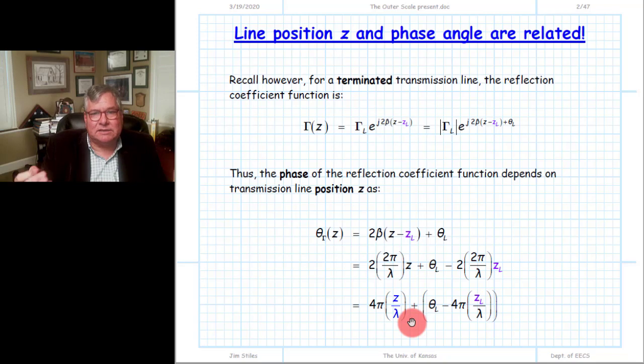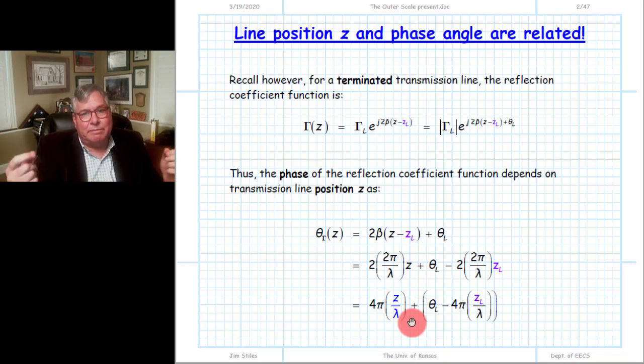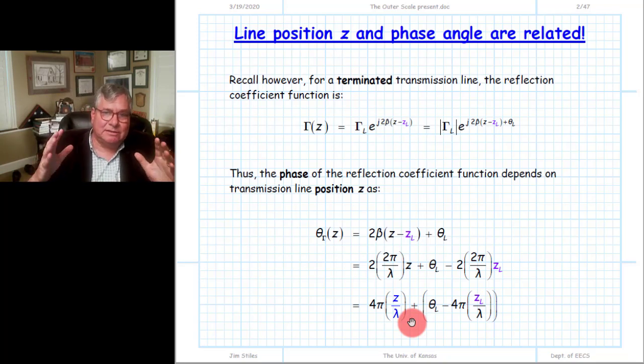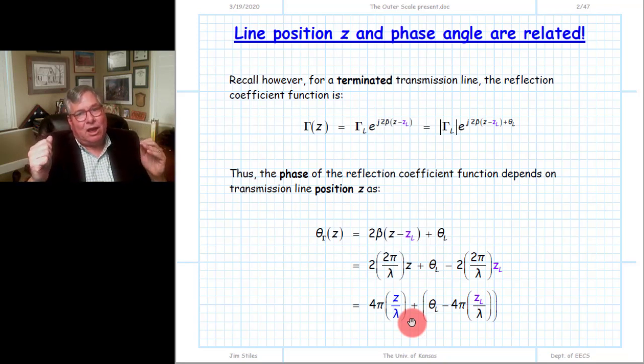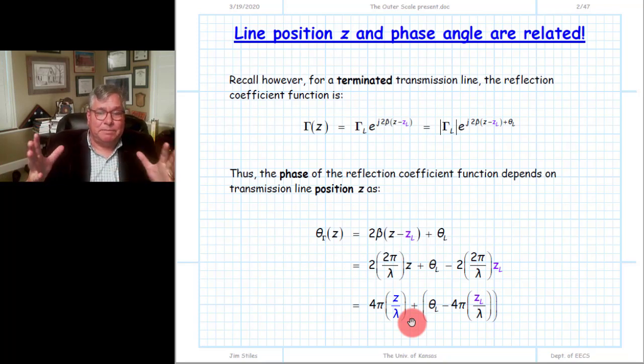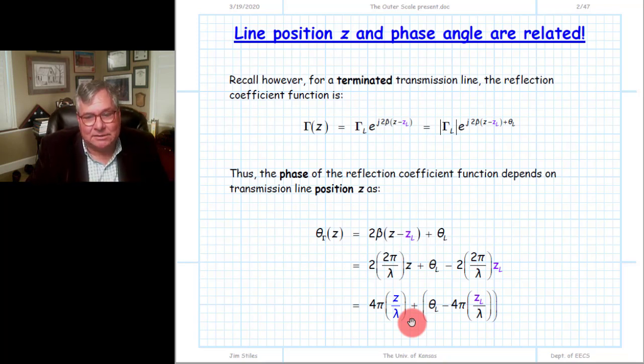Remember, z is an index, but it must have dimensions of length, centimeters, meters, whatever. And we're going to normalize that index by dividing it by lambda. By doing this, we make it into a coefficient, z over lambda. What we're doing is describing the position along the transmission line in wavelengths. And remember, wavelengths is the scale of microwave engineering. It's not how big something is, it's how big something is in comparison to one wavelength. And so that's the normalization that shows up sort of naturally in the mathematics here.